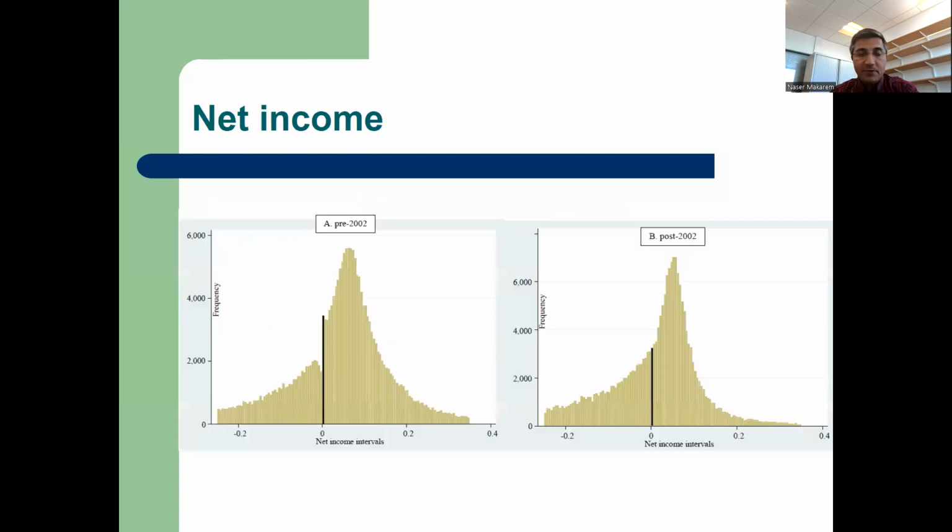discontinuities. So here you see the distribution of net income before and after SOX. You see before SOX, there is a clear point of discontinuity. And just like what Gilliam et al. reported, there is no point of discontinuity after SOX.